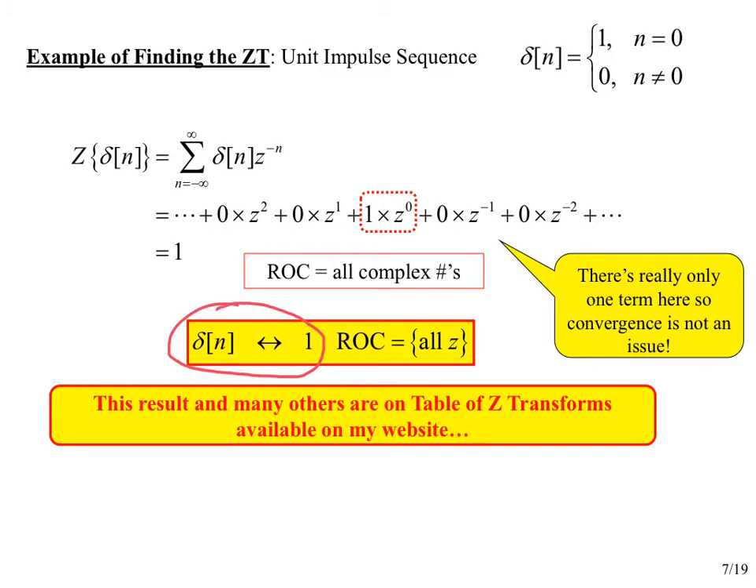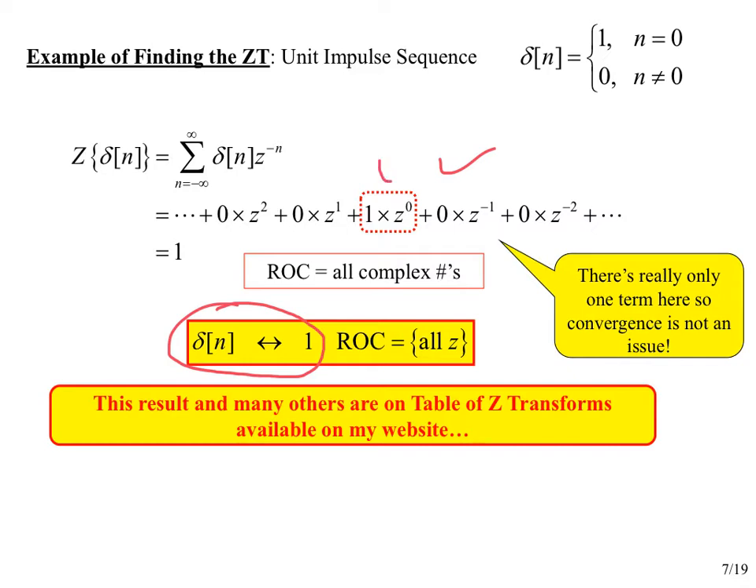We have to be aware that our transform here is the Z transform, not some other transform. But we also have to specify the region of convergence. We go back up here and look at this infinite summation. That's where we need to look to see under what conditions that infinite sum actually converges. Well, in this case, this infinite sum isn't really an infinite sum at all.